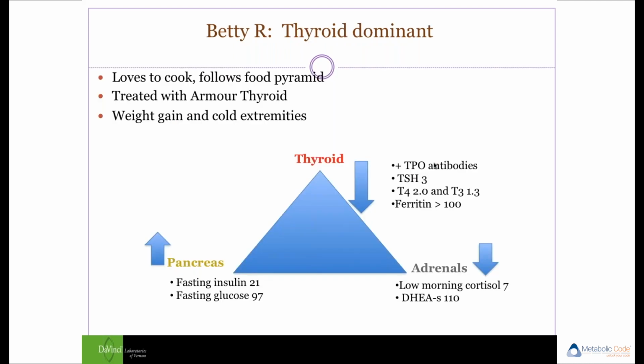Then what does thyroid dominant look like? If you remember Betty R., she's the one who loves to cook. She follows the food pyramid. She was treated with Armour thyroid. She has weight gain and cool extremities.